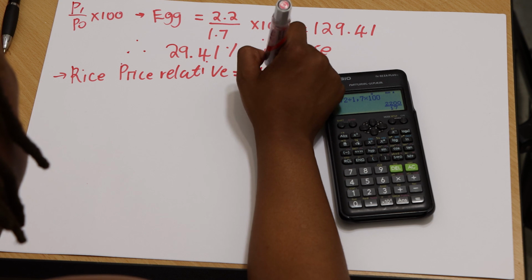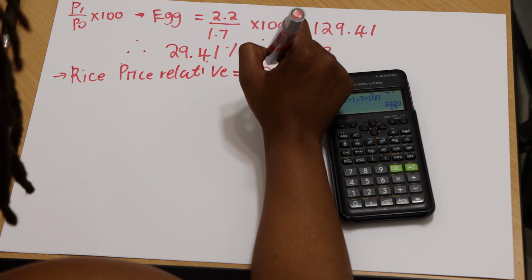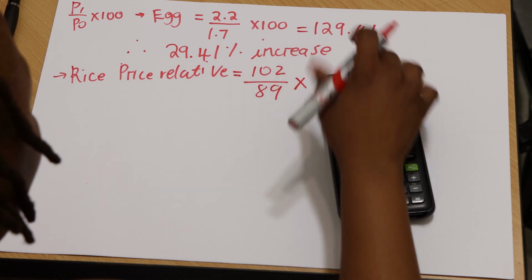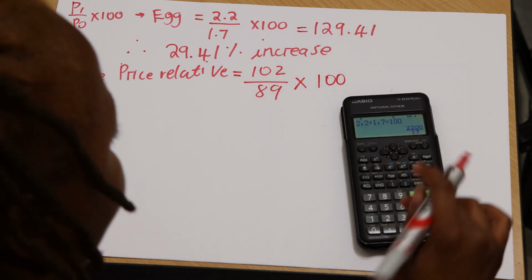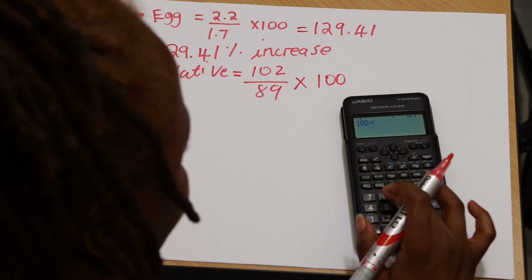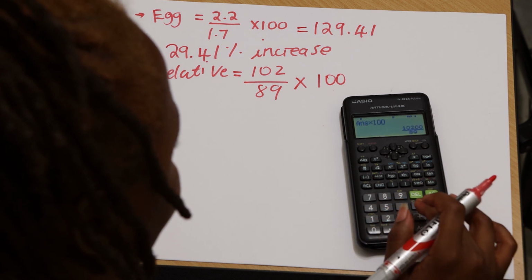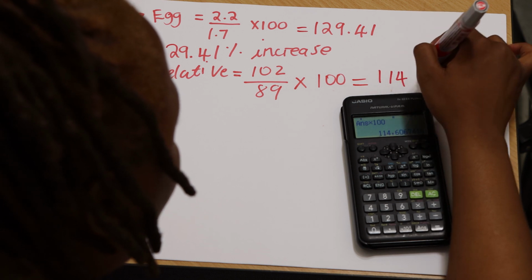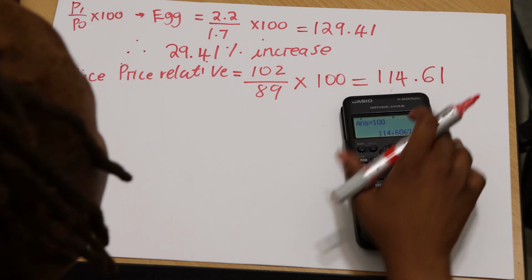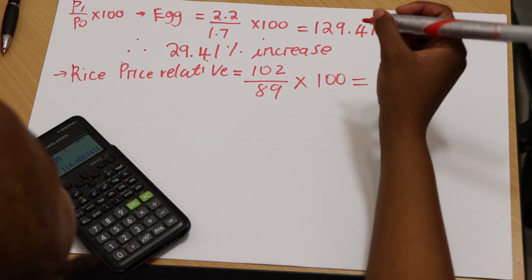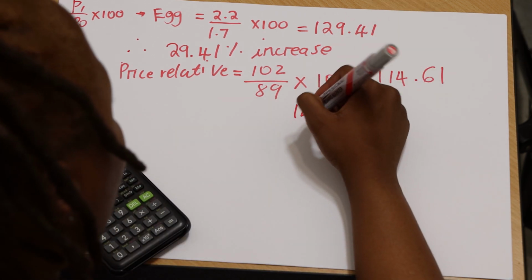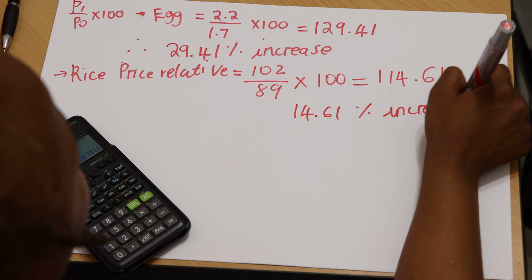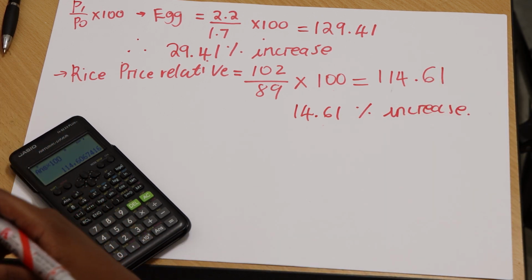P1 is 102, then P0 is 89. Multiply by 100. That is 114.61. Again, 114.61 is greater than 100, so it means there's a 14.61% increase in the price of rice. So that's how you calculate the price relative.